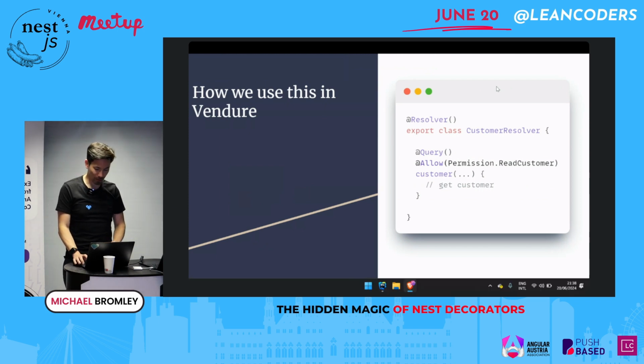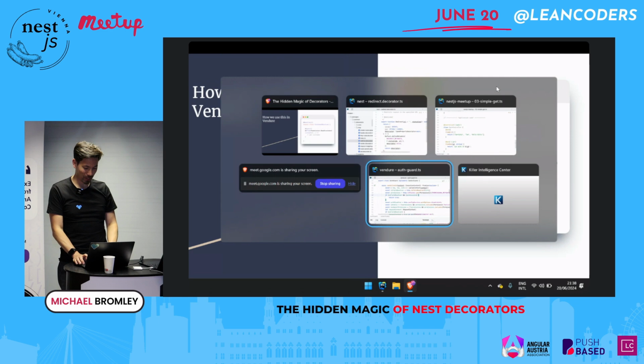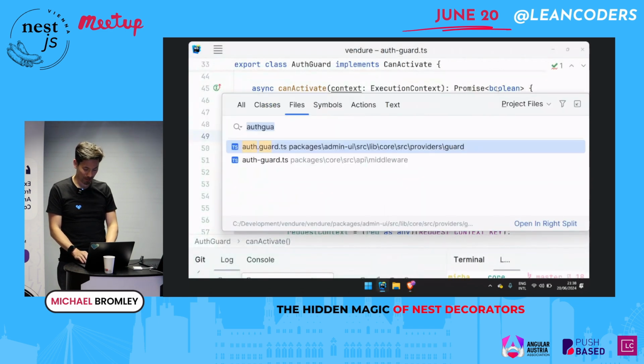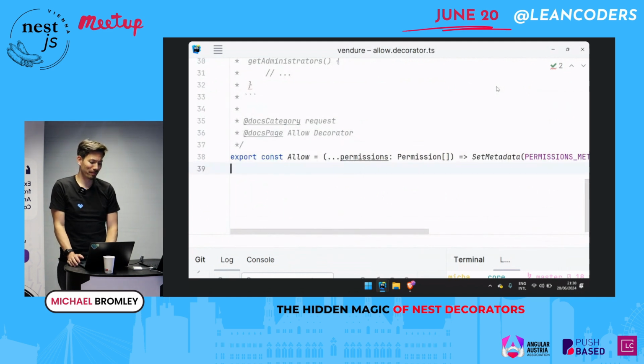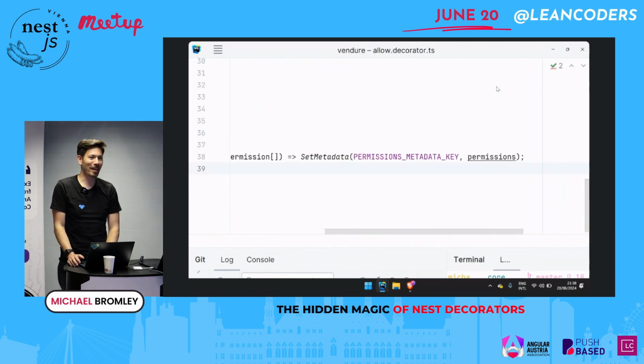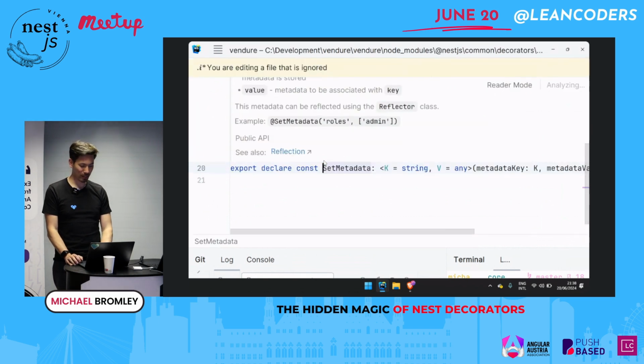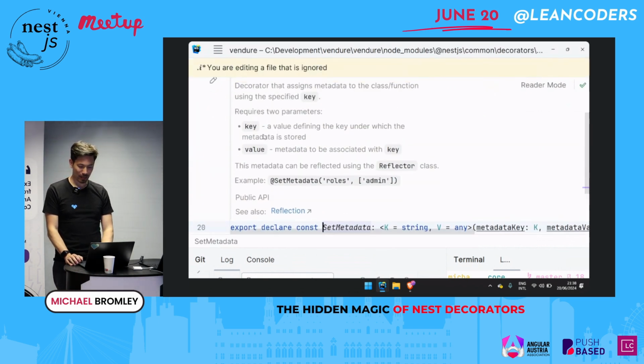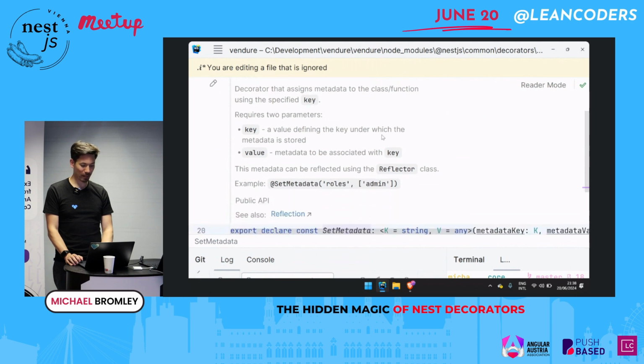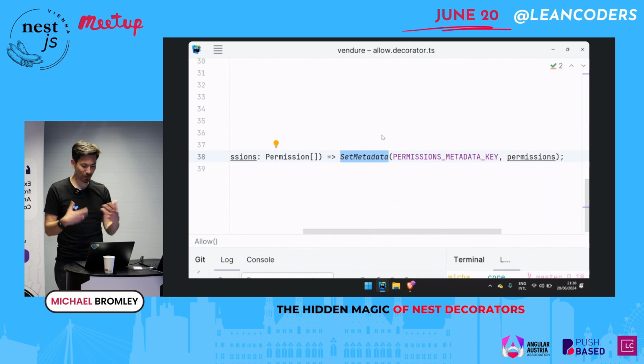I can show you the code to that. You probably won't be surprised by what you're going to see by now. So, the allow decorator is very simple. It does one thing: set metadata. That's all it does. This set metadata is actually a utility exposed by NestJS. If I click through to that, you'll see this is inside Nest, and it's a decorator that assigns metadata to the class or function. So useful, Nest exposes its infrastructure for creating decorators.